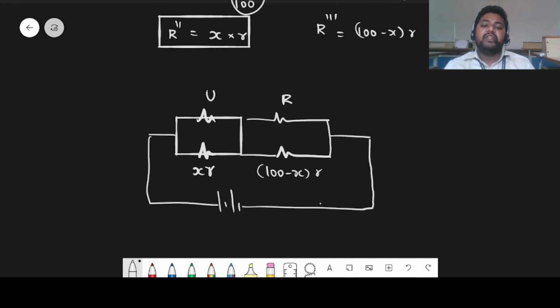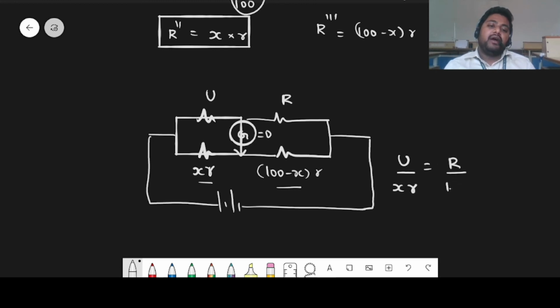We can redraw this entire circuit like this. Now, using the Wheatstone bridge condition, when the galvanometer is showing 0 reading, you will adjust this jockey position on that 1 meter wire. You are going to test it by touching at different points so that the galvanometer becomes 0. Then you will get a Wheatstone bridge balance condition. Under that condition, you can substitute U into X into r is equal to R into 100 minus X into r, small r. So these two small r's get cancelled. If you want to find the unknown resistance, you can find R into X divided by 100 minus X. This is a general formula to find the unknown resistance.